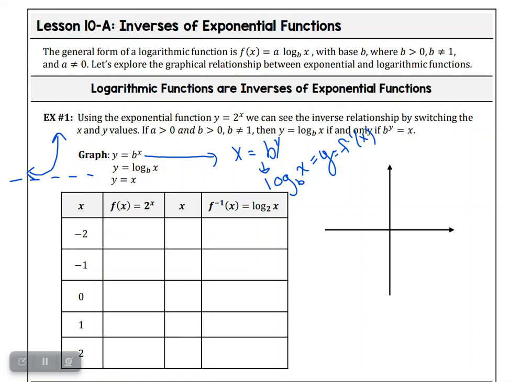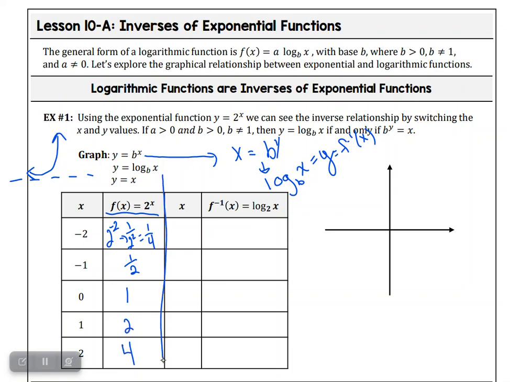So let's take a look at what that looks like. If we take the regular function 2 to the x power and plug in -2 for x, that gives us 2 to the -2, which is 1 over 2 squared, which is 1/4. When we plug in -1, that's 2 to the -1st, which is 1 over 2, which is 1/2. If I plug in 0, that's 1, then 2, and then 4.